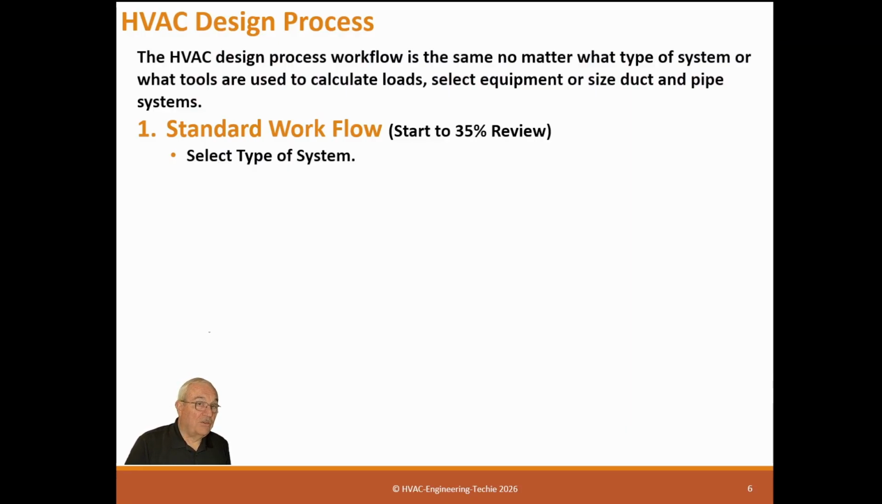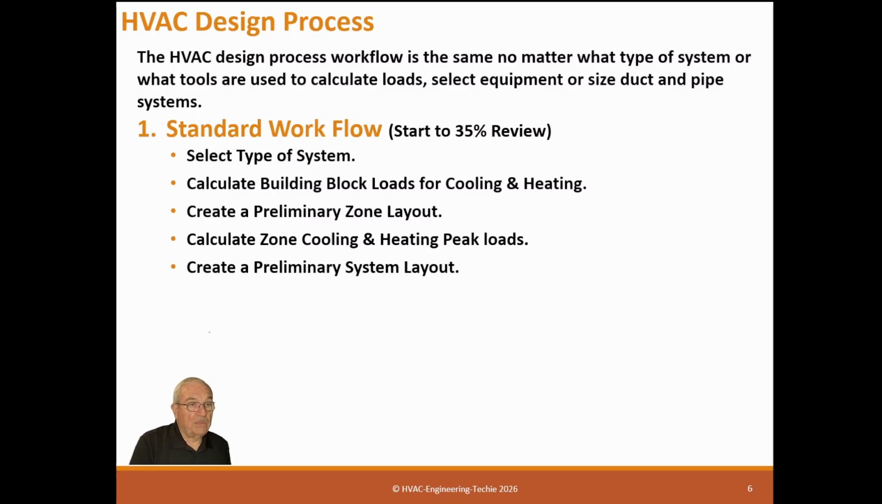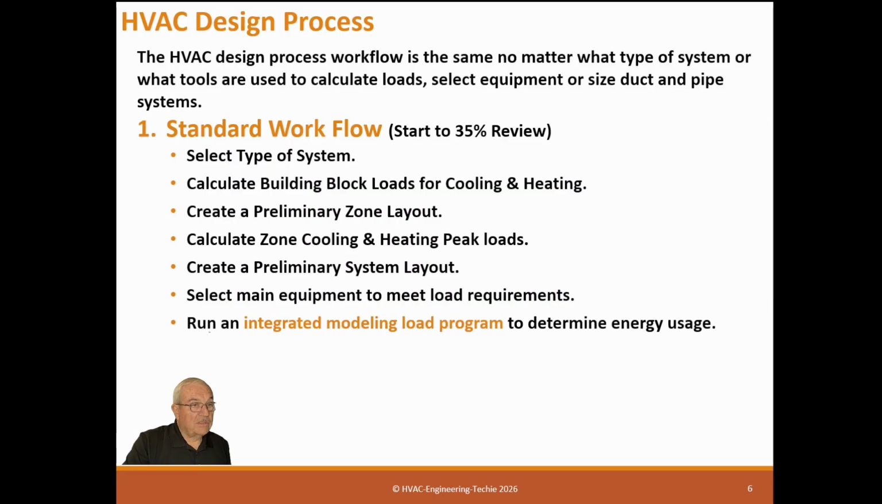So in the 35% review, we need to select the system type, obviously, and calculate building block loads for cooling and heating. Create a preliminary zone layout, very important. Calculate zone cooling and heating loads, which are, of course, different than block load, and we will go through that in the calculations. Create a preliminary system layout. Select main equipment to meet load requirements. Run an integrated modeling load program based on assumptions of horsepower. You don't know yet, but you're assuming those to determine basic energy usage.